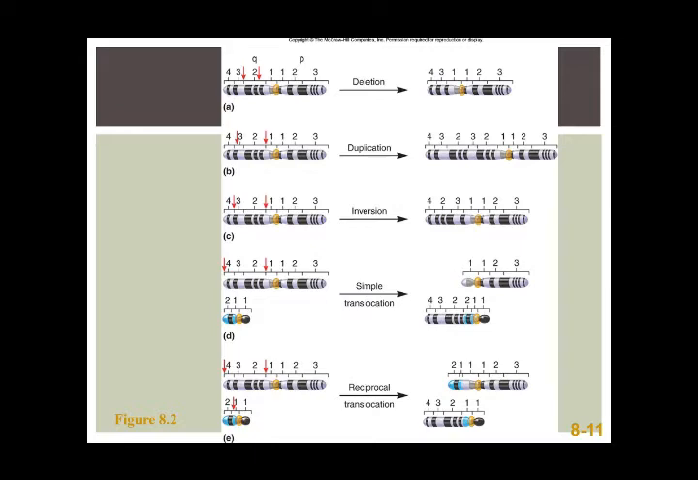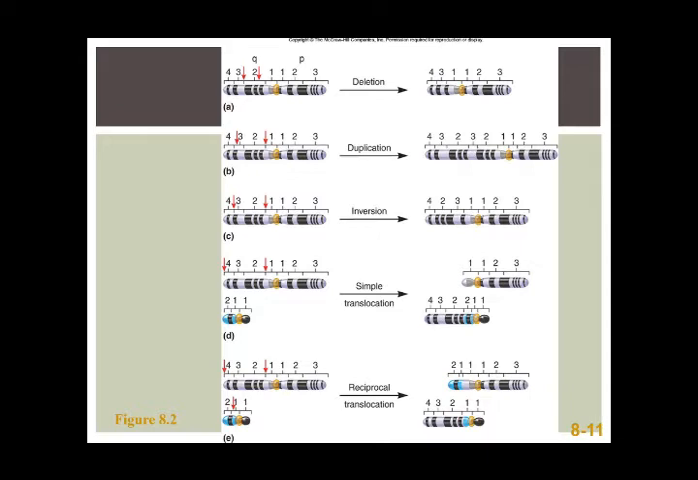Let's look at deletion first. You can see that the chromosome in A has P and Q arms, and genes 1, 2, 3, 4, and on the P arm you have 1, 2, 3. With deletion, what can you see? You can see 1, 3, 4 on the Q arm. Where has 2 gone? 2 has been deleted. Now we look at duplication. 1, 2, 3, 4 becomes 1, 2, 3, 2, 3, 4, meaning that parts 2 and 3 have been duplicated.